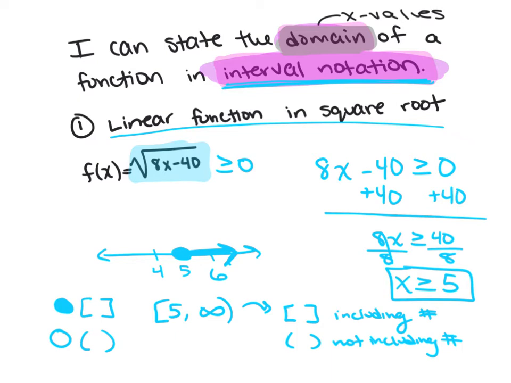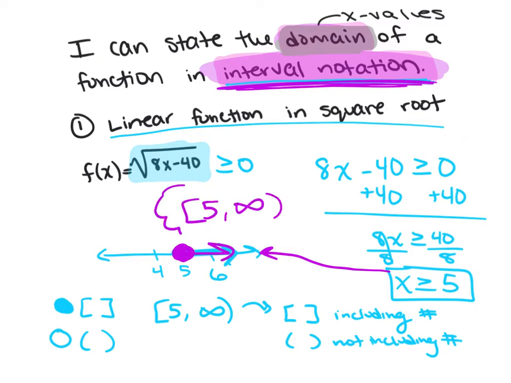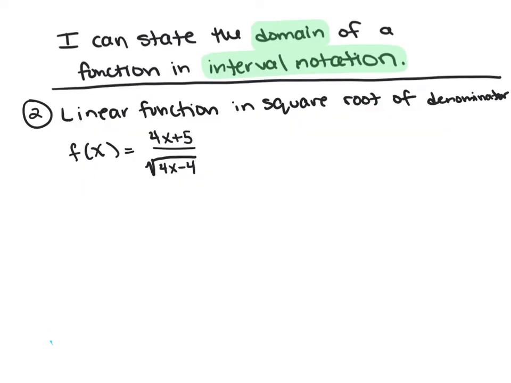So our answer to this question in interval notation, well, we just said x is greater than or equal to 5. That's what this looks like on the number line. So we're going from 5 towards infinity. So this is my answer in interval notation. Okay, let's take a look at another example. So make sure you have this all written down. I'm about to erase this. Okay, so let's take a look at our next example.